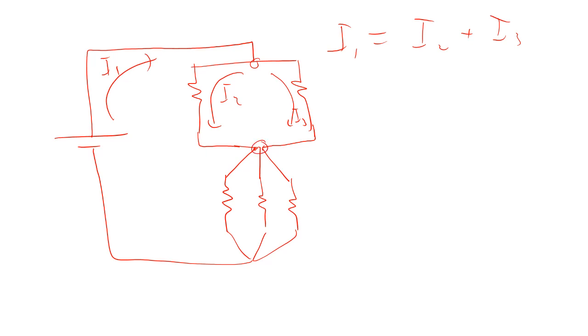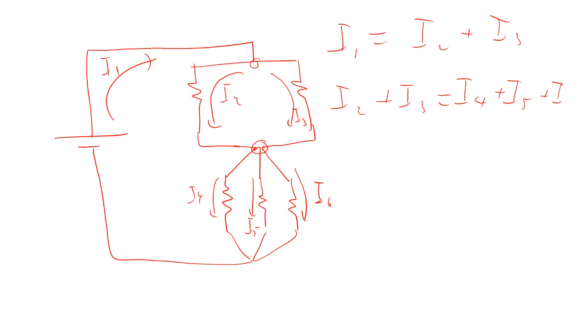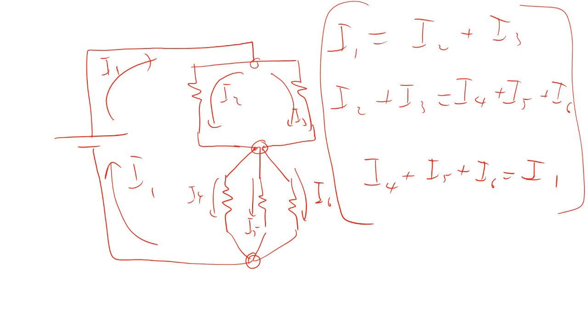Now for this junction right here, I've got I2 and I3 going into there, but now it's splitting into I4, I5, and I6. So that means I2 plus I3 equals I4 plus I5 plus I6. At this junction right here, this has to be I1 for conservation of charge. So I4 plus I5 plus I6 equals I1. All right. So this is your application of that junction rule.